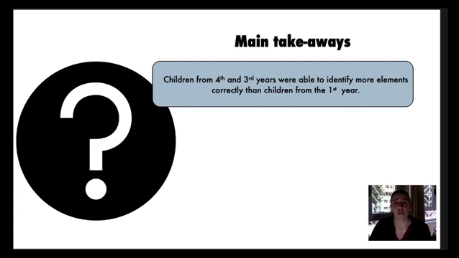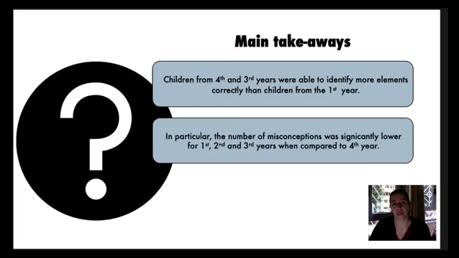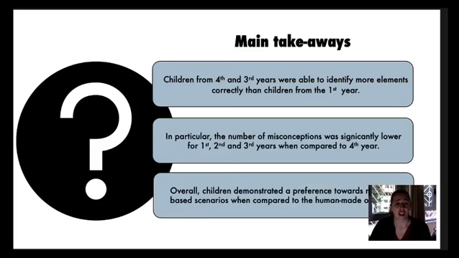We were able to understand that older children are able to classify correctly more elements from biodiversity, but children from 4th year make more misconceptions than children from lower years. And in general, we saw that children's drawings exhibit more nature-based scenarios than human-made ones.